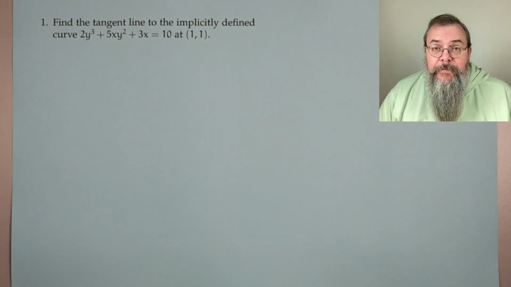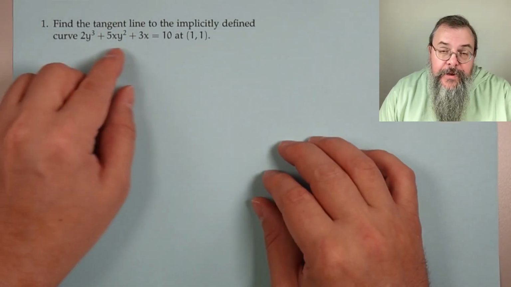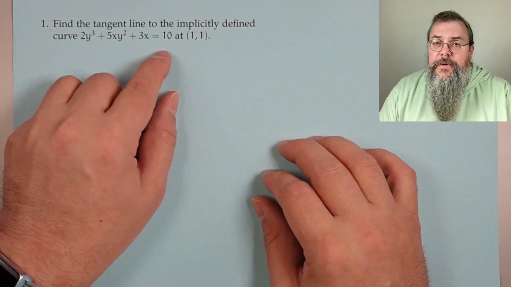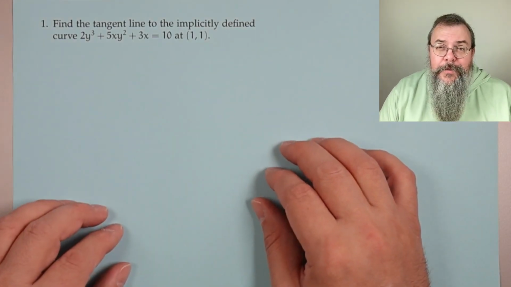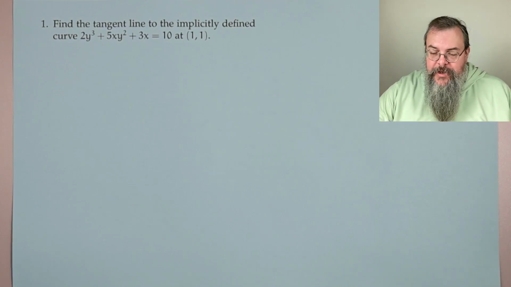All right, let's begin. Find the tangent line to the implicitly defined curve 2y cubed plus 5xy squared plus 3x equals 10 at 1, 1. Okay, so now there's a key word here that jumps out.